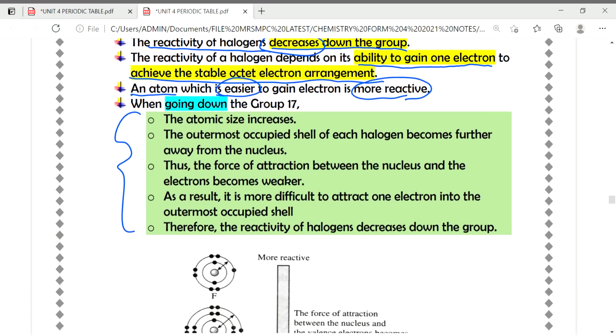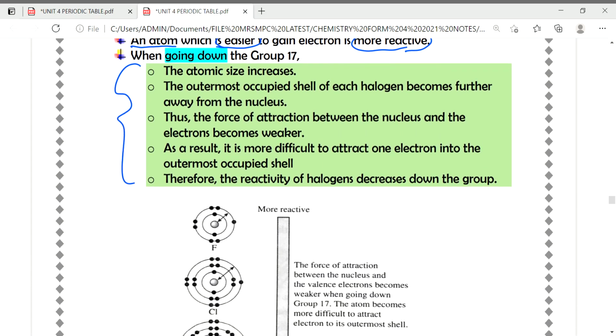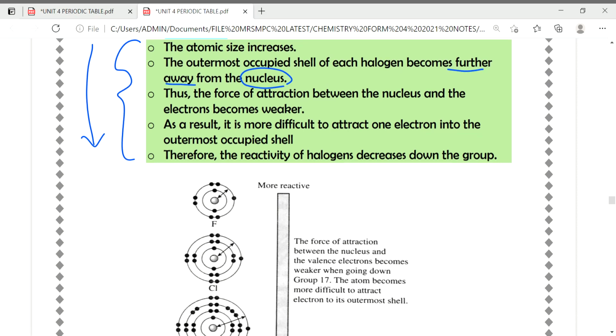So the first, the atomic size increases when we go down the group, semakin turun. Because semakin turun, semakin bertambah shell, semakin tambah elektron, so size semakin besar. So what happened? So the outermost occupied shell of halogen becomes further away from the nucleus. Okay, so ini adalah contoh gambar yang mungkin senang untuk kita imagine apa yang berlaku. So bila semakin kita turun, going down the group, so atomic size bertambah.